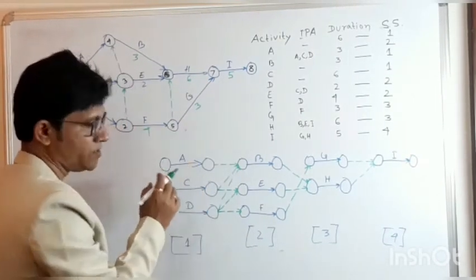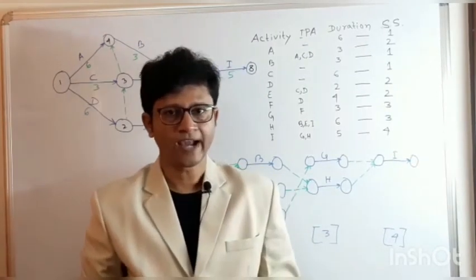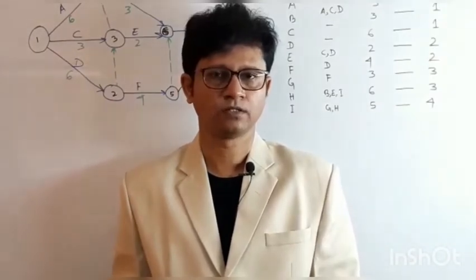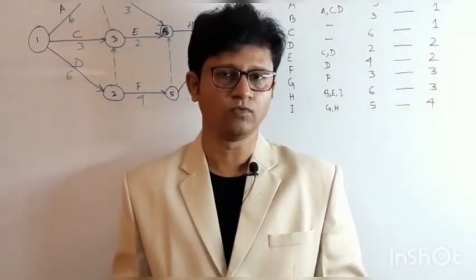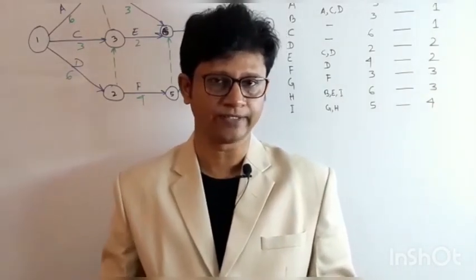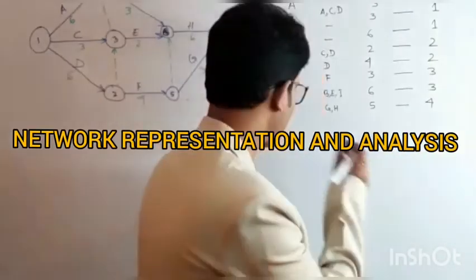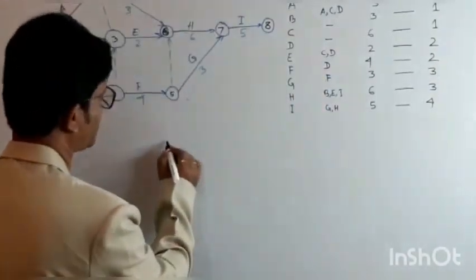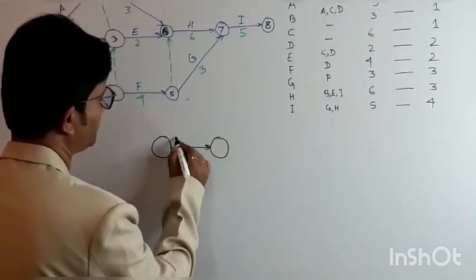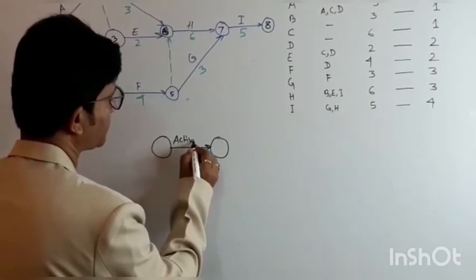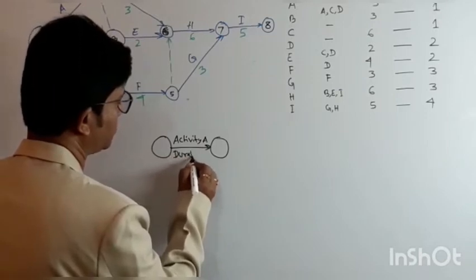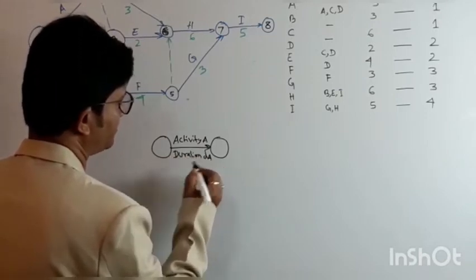Now from here we will go for the forward pass and backward pass. Before that, I will give one figure showing the difference between representation and analysis. The representation is this: suppose this is one node and this is another node, and this is activity A, and the duration written below is dA.